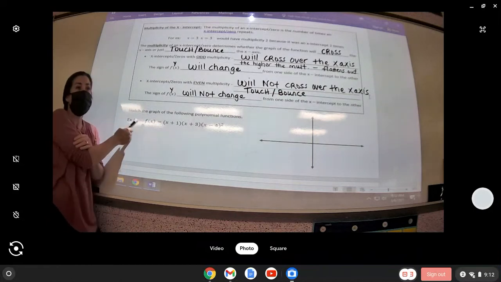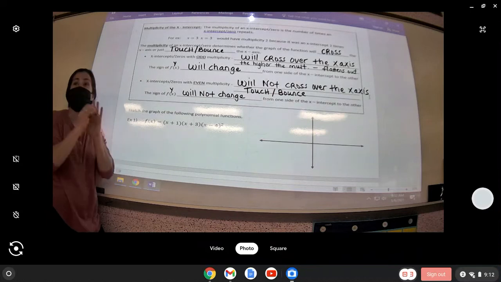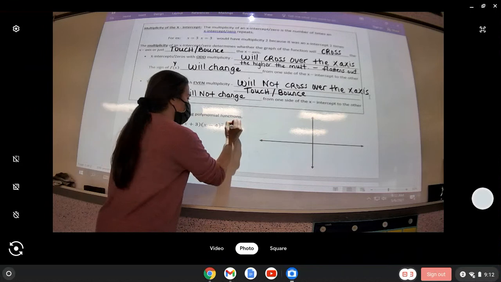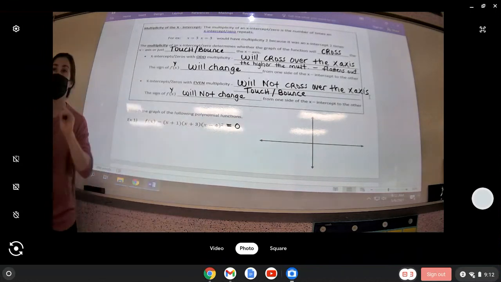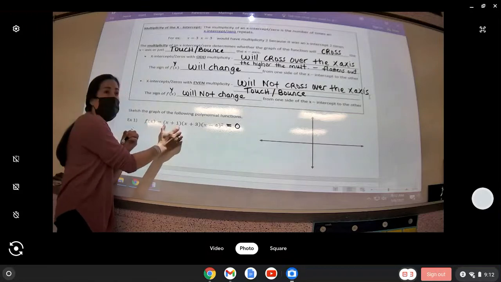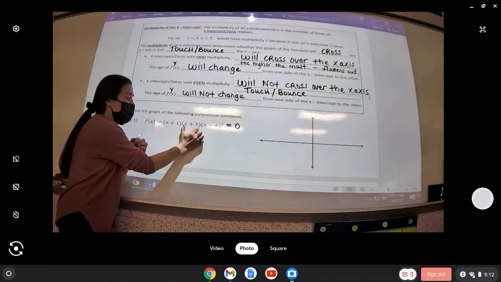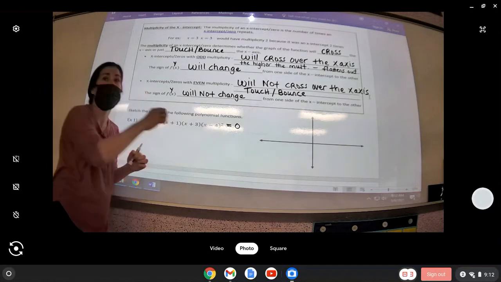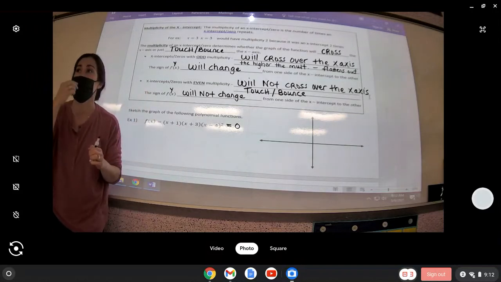Look at the first one. If I want to sketch the graph of this polynomial function, it's still in factored form, thank God. You don't have to factor. Let's set this equal to 0, and let's start getting our x-intercepts. But if I could give you this tip, guys, look at your factors. I have one factor of x plus 1. I have one factor of x plus 3. This is an x minus 4 factor, but it's squared. Guys, that means there are 2 of those factors.